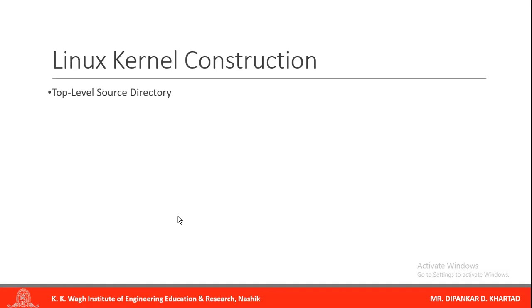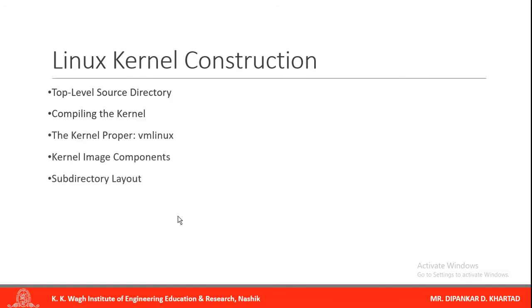Basically, Linux kernel construction is divided into five parts. That is, top level source directory, compiling the kernel proper, that is vmlinux, kernel image components, and the last one is subdirectory layout. So these are some Linux kernel parts or pieces.